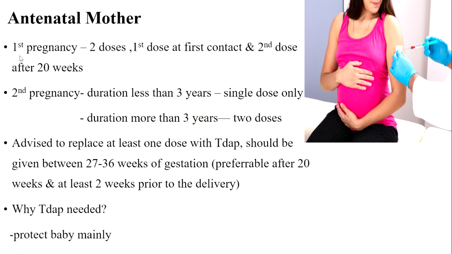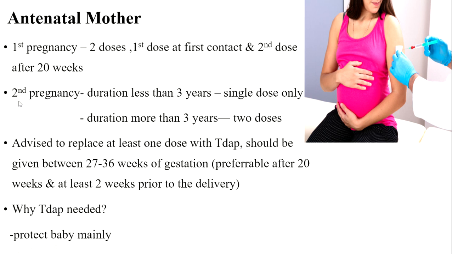If the mother is primigravida, or comes for the first pregnancy, then 2 doses of tetanus toxoid containing vaccines are recommended. Among these, the first dose should be given at the first contact, meaning after confirmation of pregnancy. Whenever the mother comes to the hospital the first time, the first dose should be immediately administered, and the next dose should be given at least 4 weeks apart, and preferably after 20 weeks of gestation.